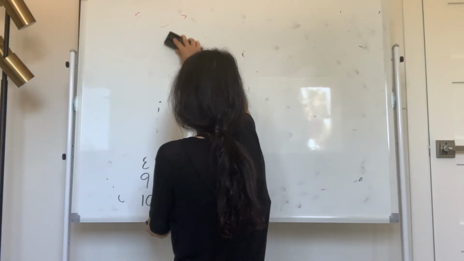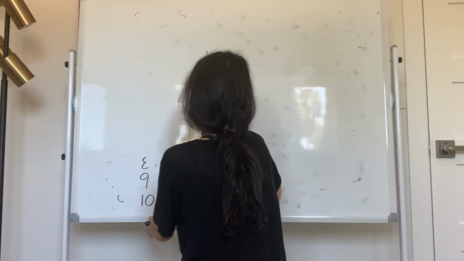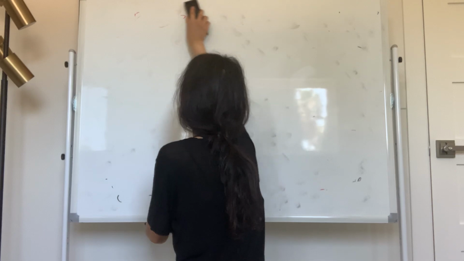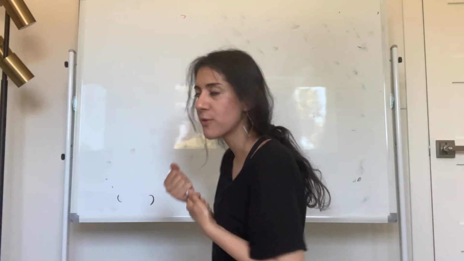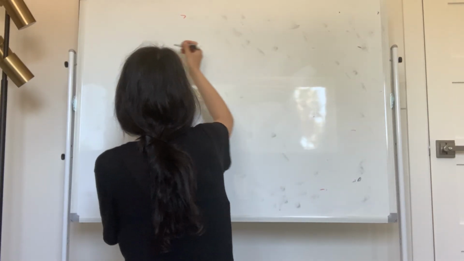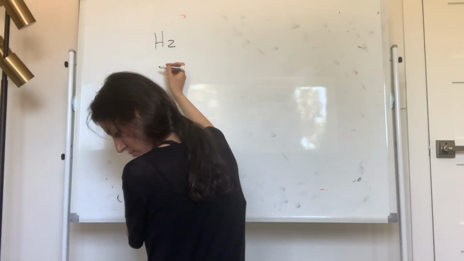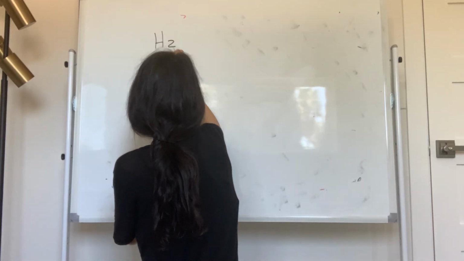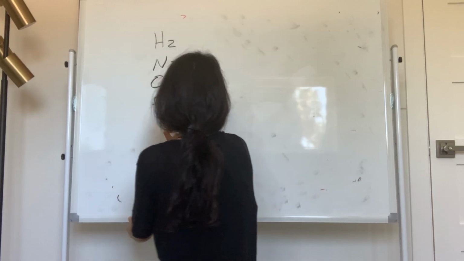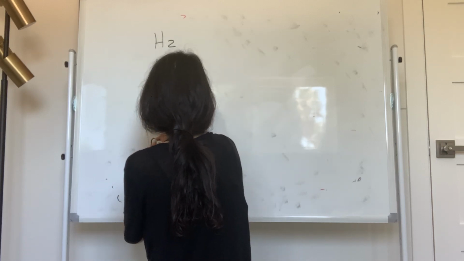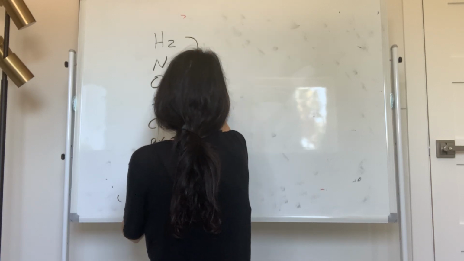Now there's one last thing to talk about covalent compounds. So I lied when I said we're done. And then we can move on to the next set of compounds. Write this down for me. H2, N2, O2, F2, Cl2, Br2, and I2.